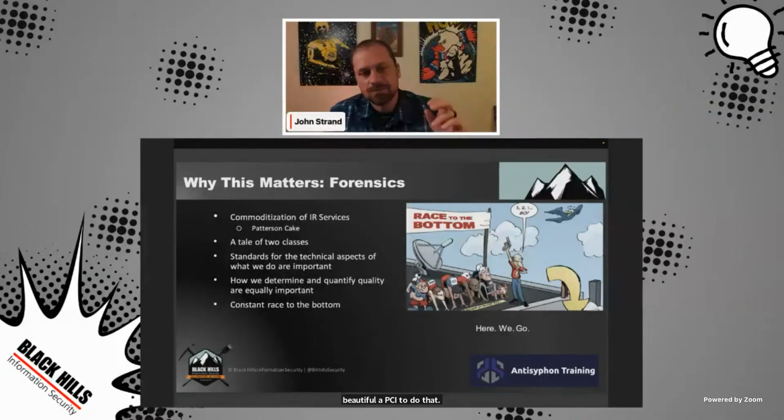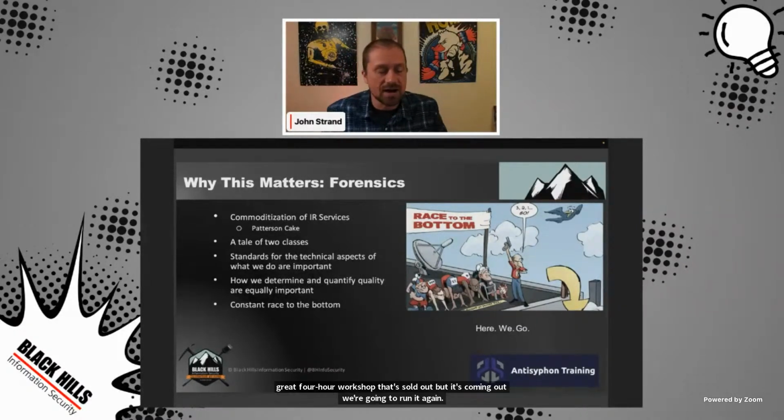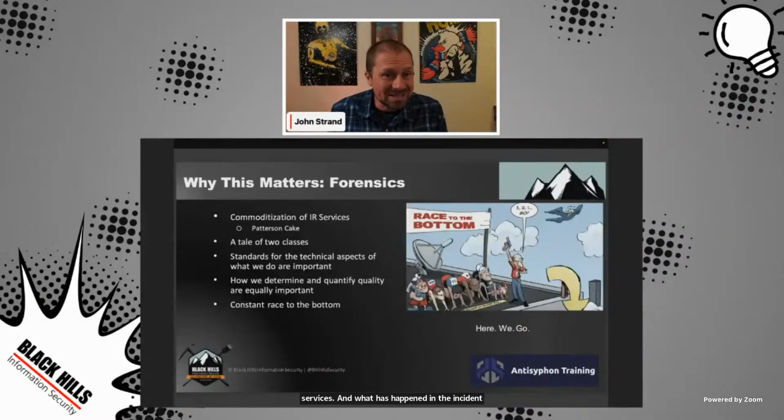When we look at this and compare it to incident response and forensic services, you see two paths in the industry. Patterson Cake, who has this really great 4-hour workshop that sold out, but we're going to run it again, has this quote called the commoditization of IR services. What has happened in the incident response space is it's been completely dominated by the insurance industry. And by being completely dominated by the insurance industry, it allows the insurance industry to completely dictate the terms and the things that matter to the insurance industry and dictate the quality that comes out of it.